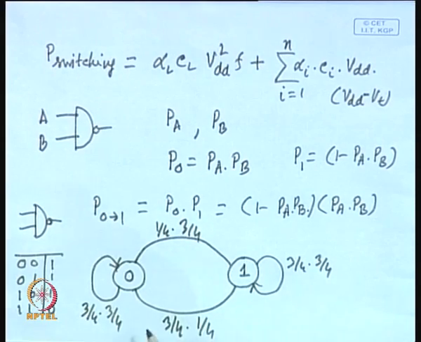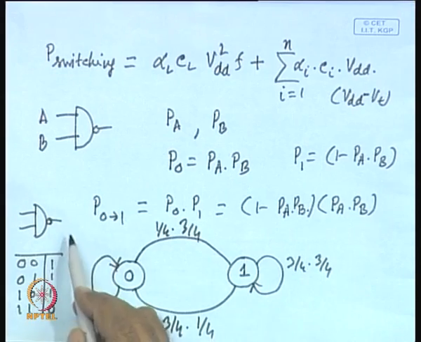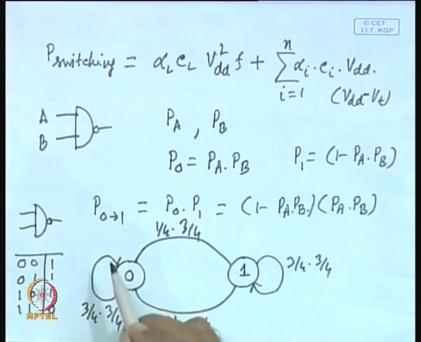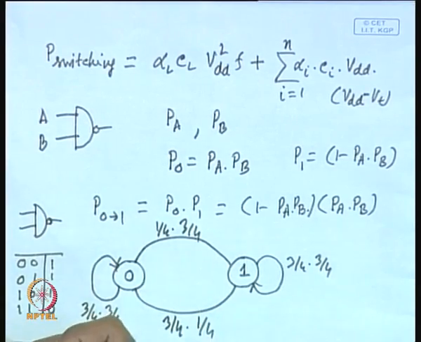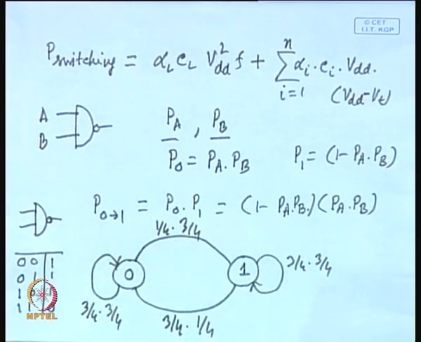So, we find that the probability of transitions 0 to 1 at the output of a NAND gate is not the same as 1 to 0. That is the reason why this type of probabilities are to be taken into consideration. And in complex circuits, the computation of switching activity is not very simple. However, it can be done the way I have explained.